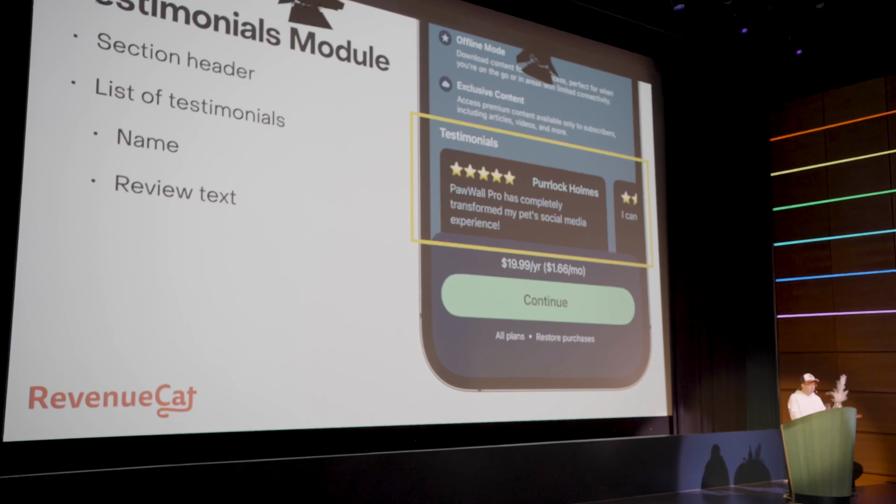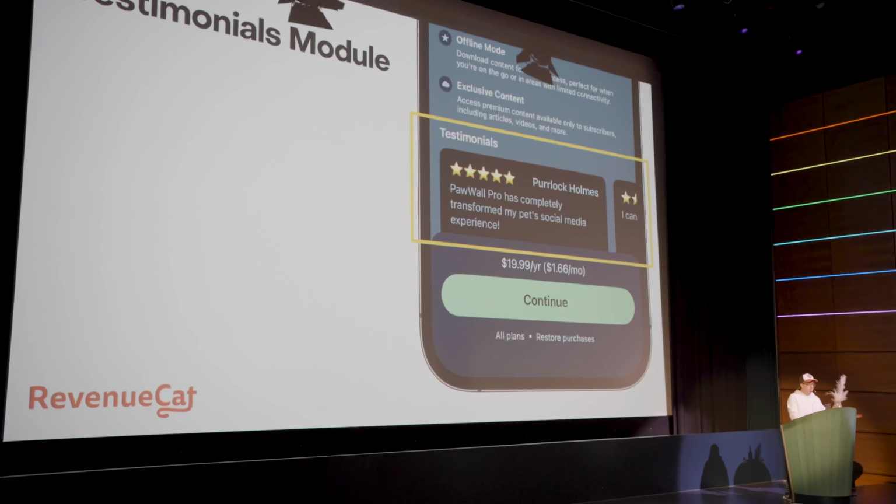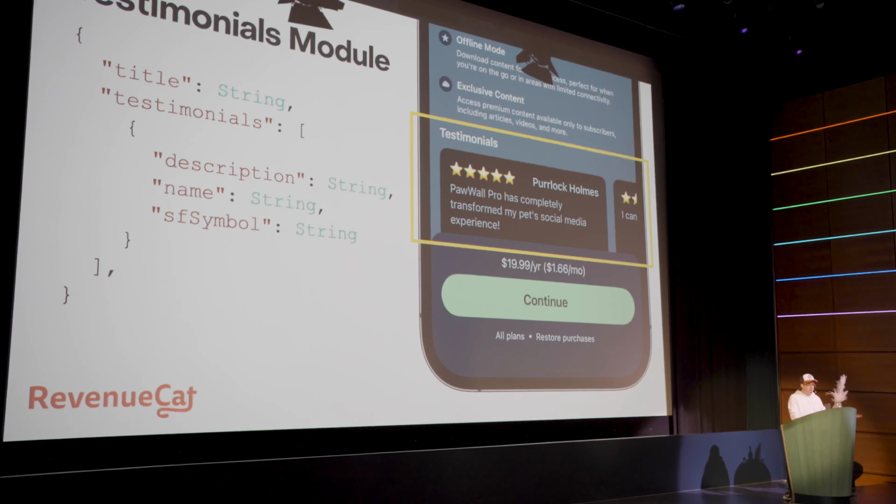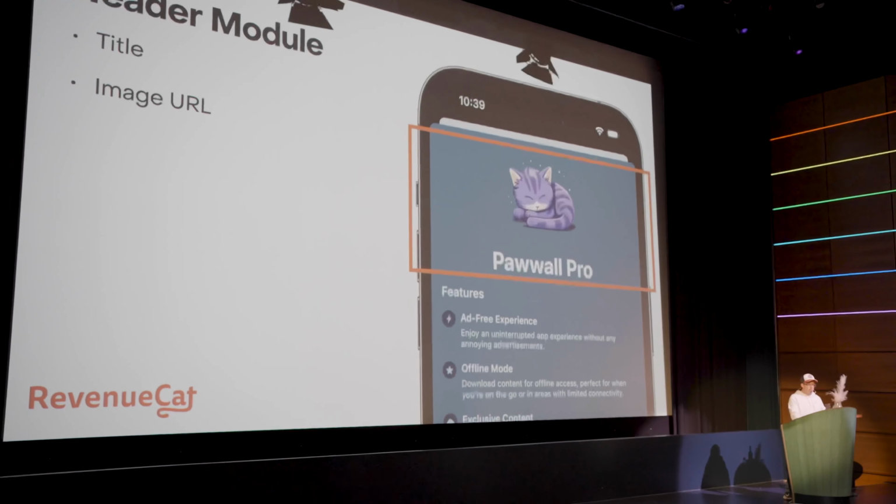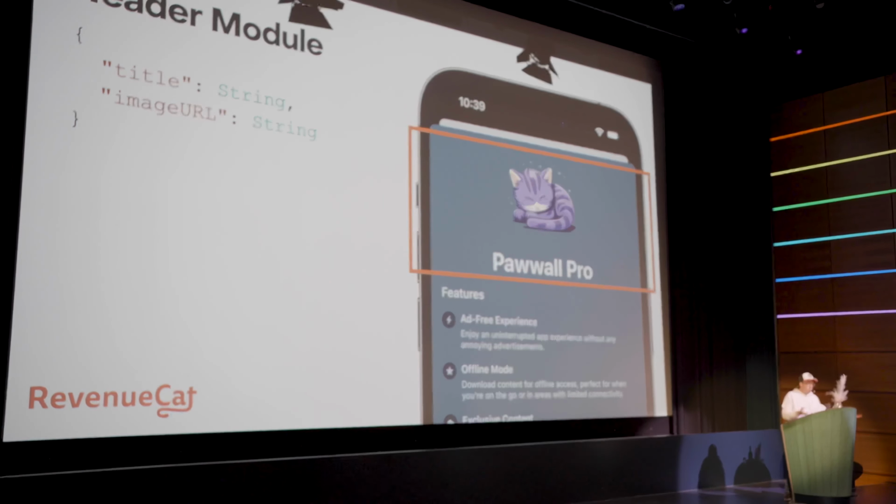If we go down to testimonials, looks almost exactly the same, right? There's a section header, a list of these testimonials. Each one has a name and a review text. Both of those just strings. So the JSON looks really similar. And then if we scroll up to the header module, pretty similar. It's just a title and an image URL. So both of those can be defined as strings as well.